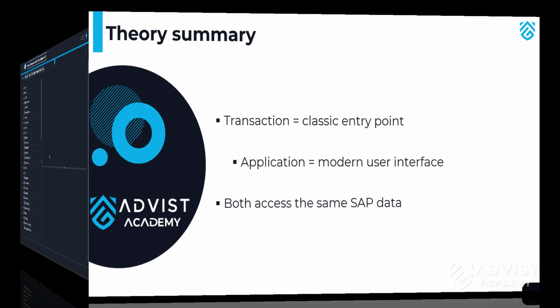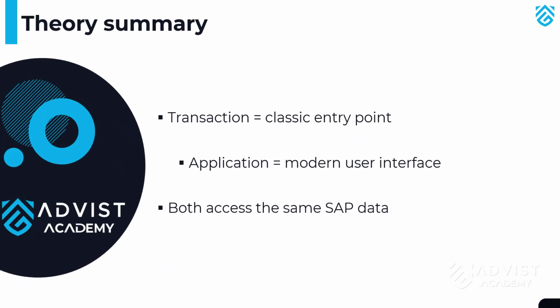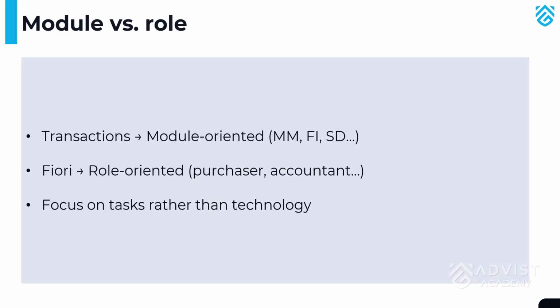In theory, it can be said that transactions and applications are both interfaces that users can use to access SAP data and functions. The transaction is the classic concept, identified by a T-code, while the application is the modern, user-friendly implementation that is often provided in Fiori. There is another difference as well. Transactions are closely linked to modules, such as materials management or finance. Applications, on the other hand, are more role-based. They are not only based on the module, but also on the actual tasks of a specific person in the company. This provides more targeted support for the work.